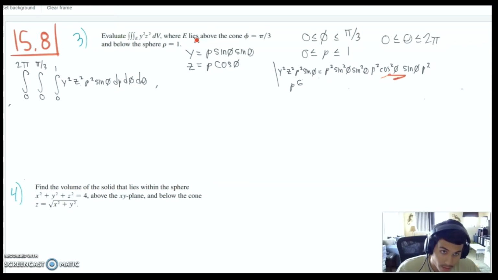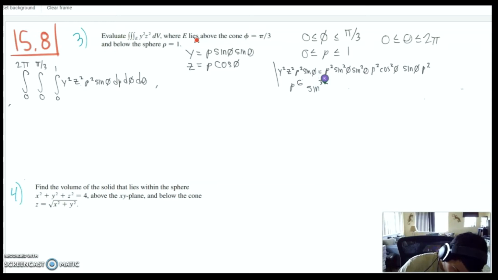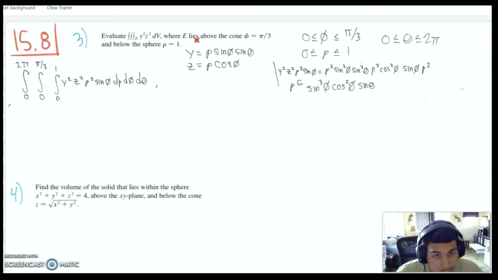Phi, phi, phi becomes sine cubed phi, cosine squared phi, sine theta, squared theta. Okay, that's our new integrand. Maybe not perfect, because it's so big. It's huge. Okay, so this is our new integrand, right?